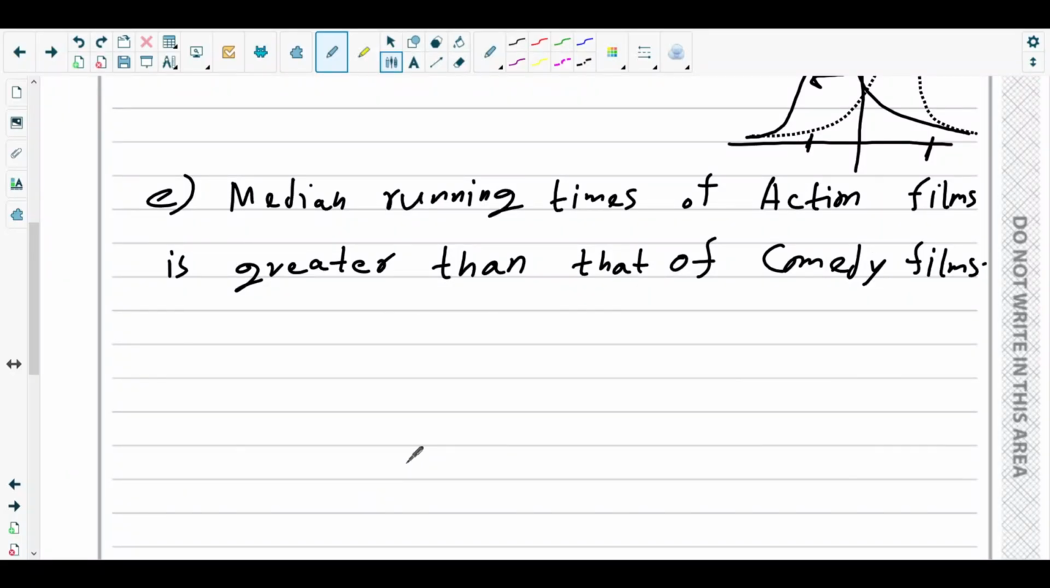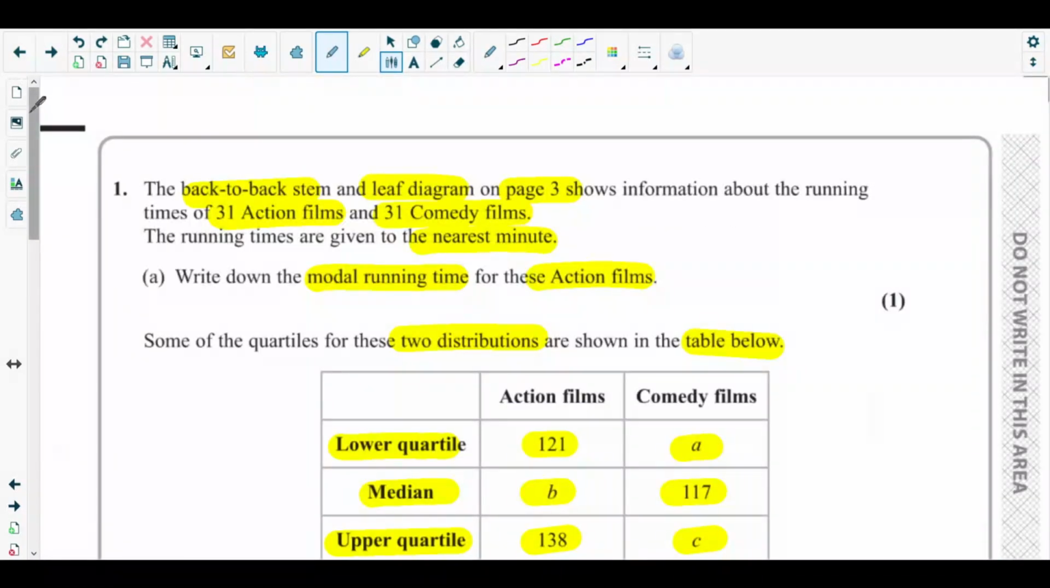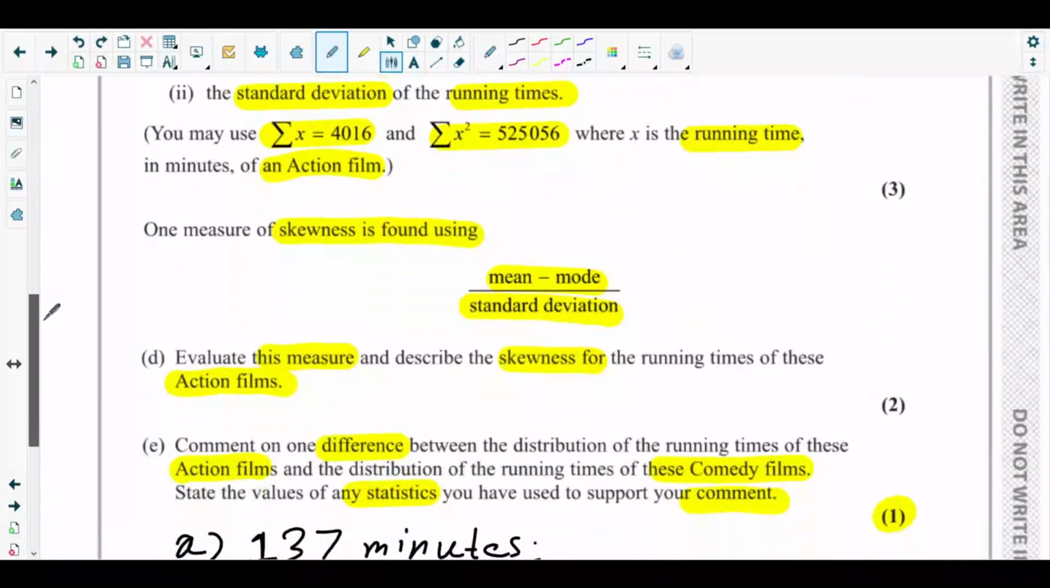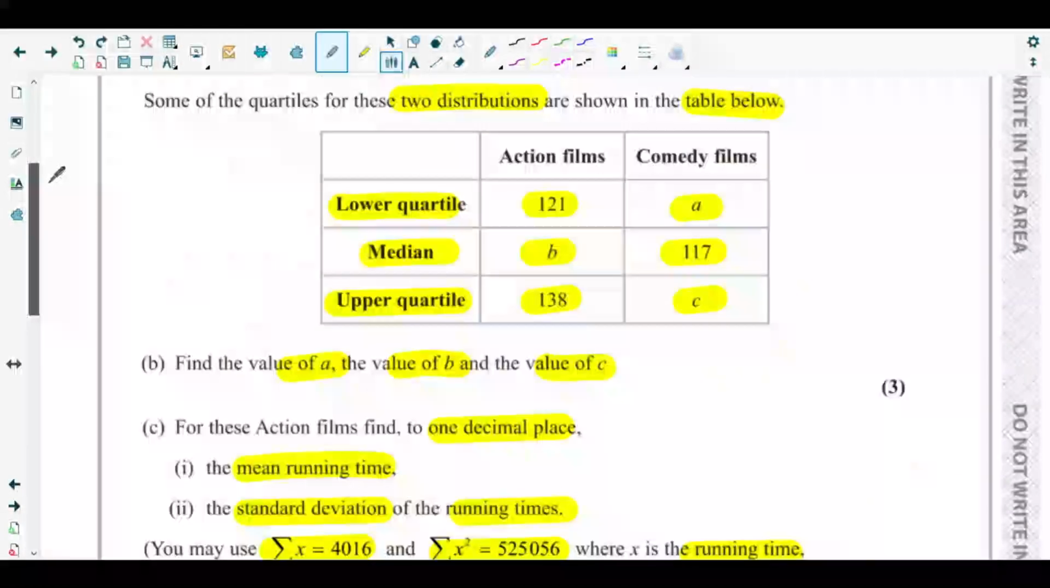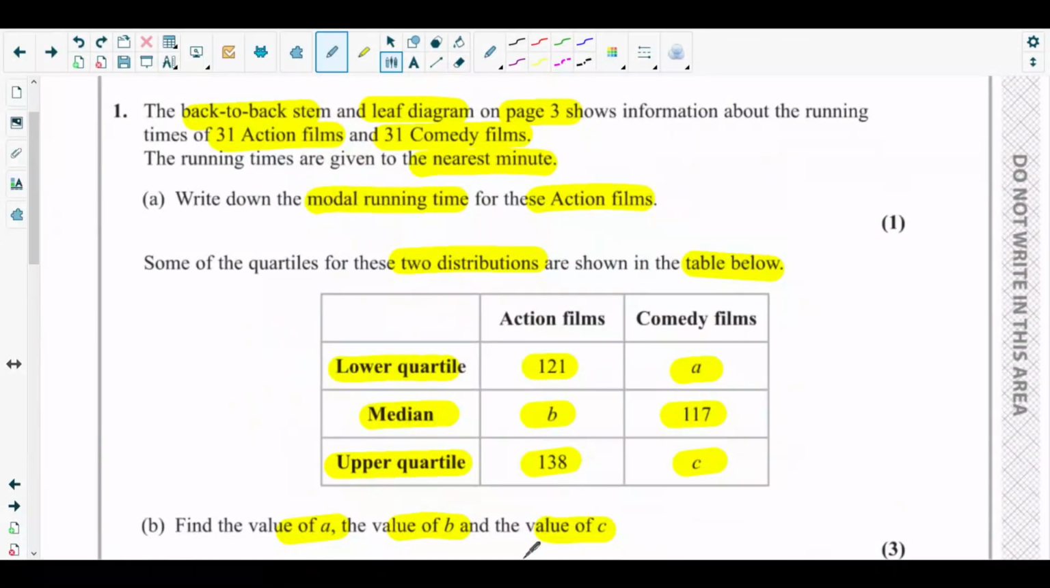Now they said you need to state the values. So 129 is greater than 117. That's the difference we can tell here about the distribution of the two sets of data, and that's what part E has asked for. And that's the end of the first question from the October 2024 S1 paper.